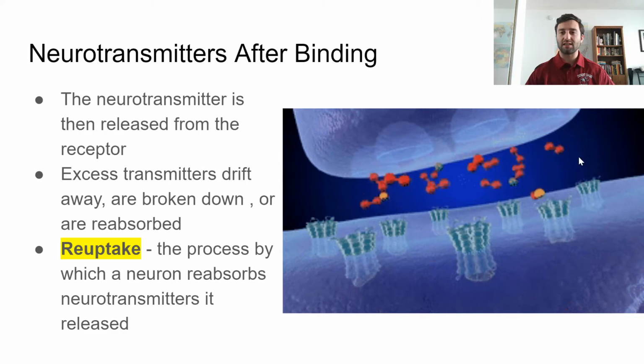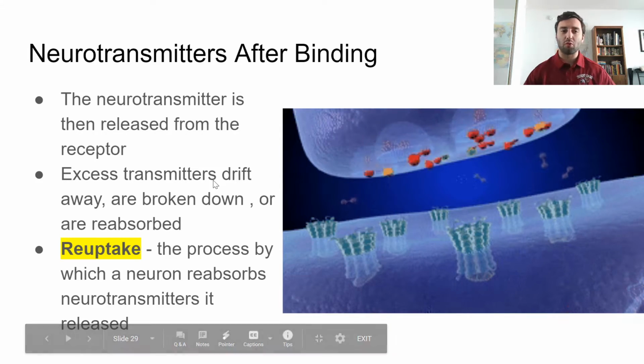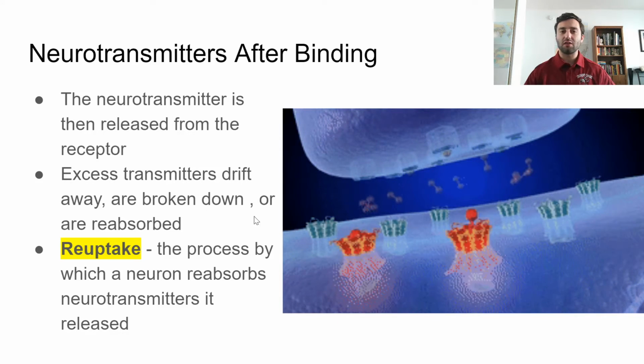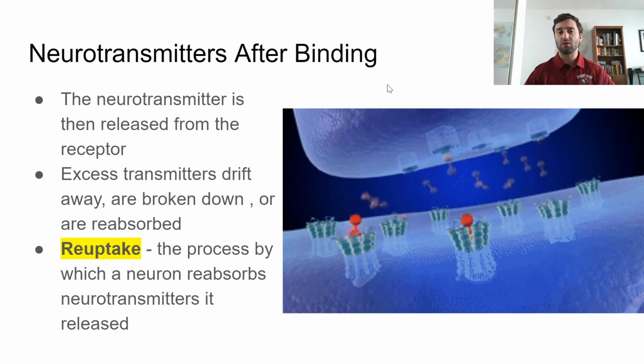Again, some of them you can kind of see there in the background, right? They're kind of floating away. Some of them will get broken down by glial cells. That's kind of what can happen to all these different neurotransmitters.